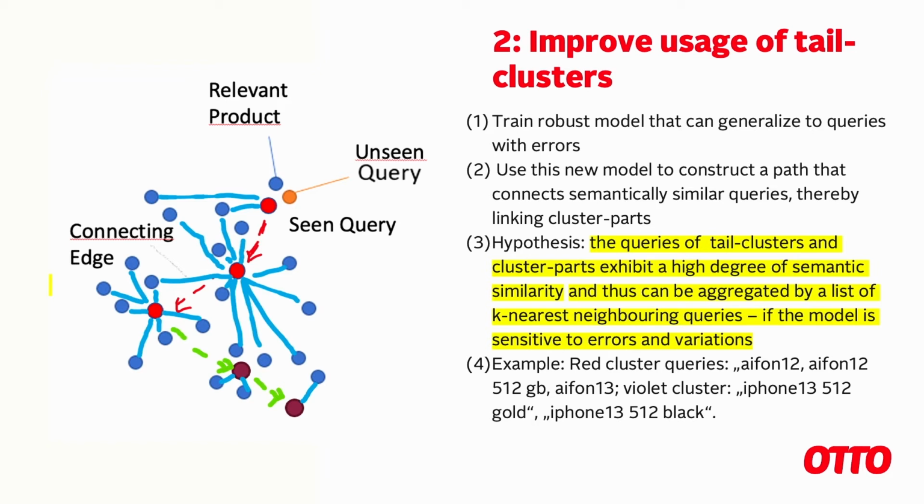So it's very sensitive to spelling variations. And then we use that to basically rake the gold from the tail. And so the hypothesis is that the queries of tail clusters and cluster parts from that query product click distribution exhibit a high degree of semantic similarity, and thus can be aggregated by a list of k nearest neighboring queries if and only if the model is really sensitive to spelling errors and variations. If you have an untrained BERT model, it just goes boom somewhere else. So it will never find the relevant parts. So that's the idea behind that.